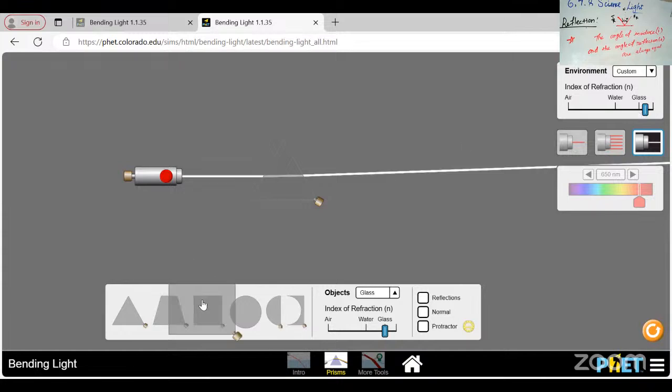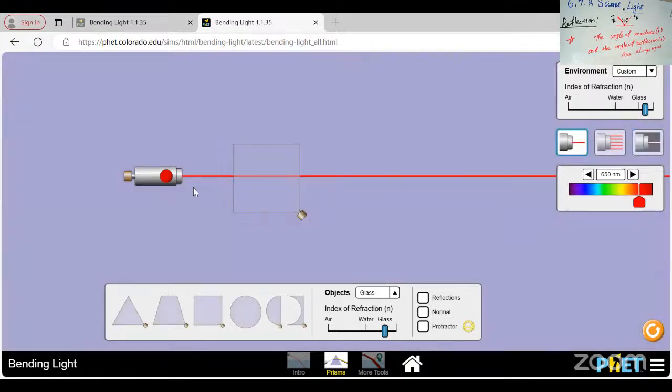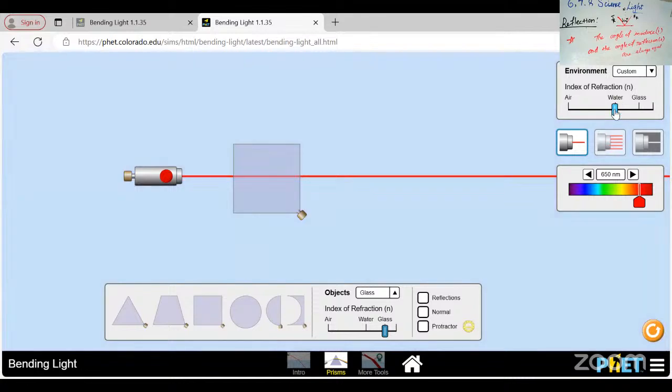Now I change the shape. I'm choosing the square part. In glass medium, the single line travels in a straight line. The light travels in a straight line in the glass part. And then I change the medium, that is water medium. The light passes in that same way.